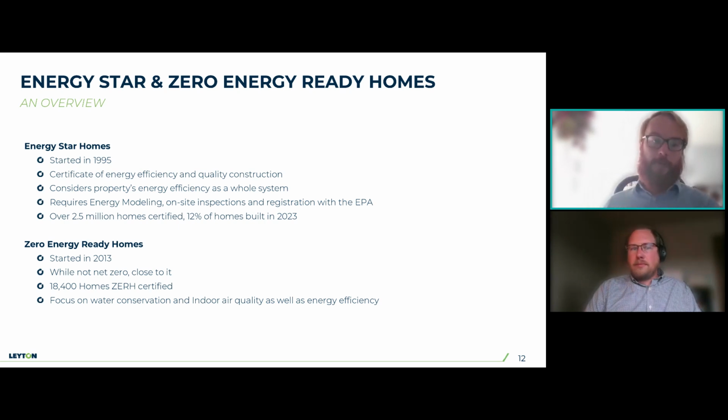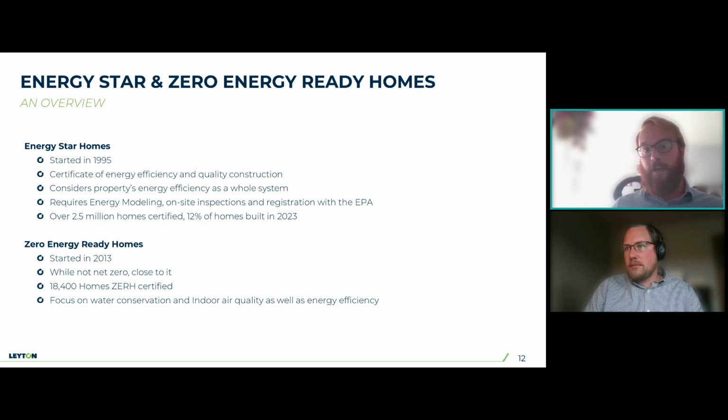So here's an overview on the two certificates. Energy Star Homes started in 1995. It's really focused on energy efficiency as well as quality construction. It looks at the building as a whole system, so ventilation, insulation, and appliances all go into those energy models.